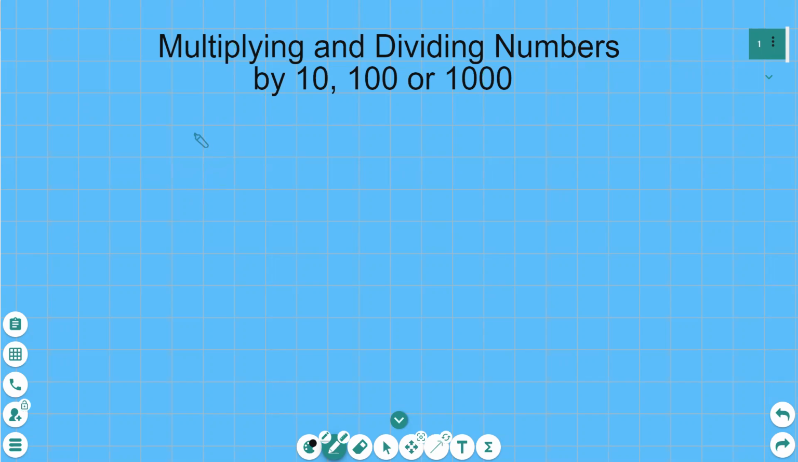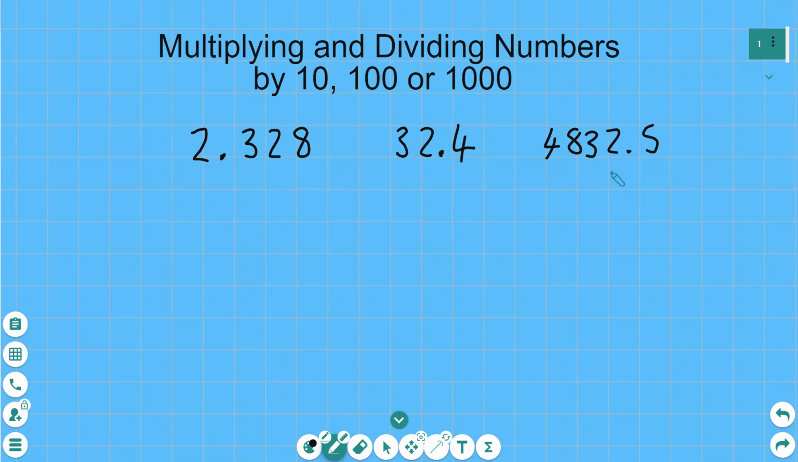Well, in some numbers, for example this one, the decimal point is where you see it is. It's there between the 2 and the 3. Or let's take another one, 32.4. Where's the decimal point? Well, you can see it there. You see? It's between the 2 and the 4. Or another one. Where's the decimal point? Oh, it's there. You can see it between the 2 and the 5.